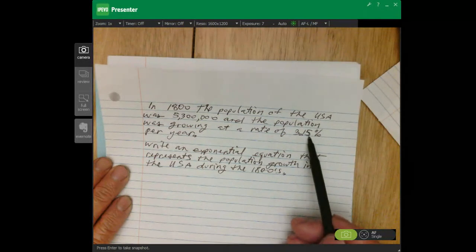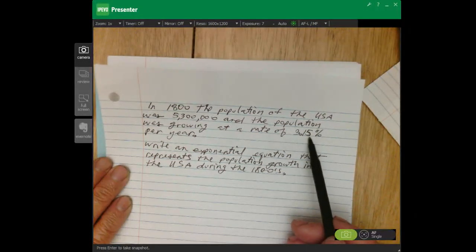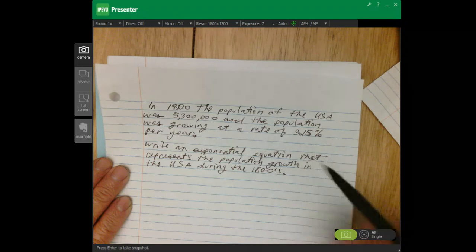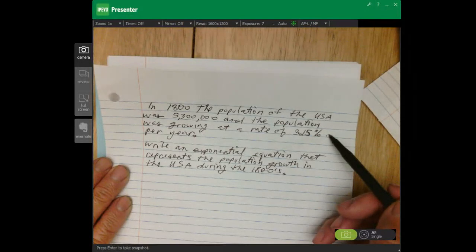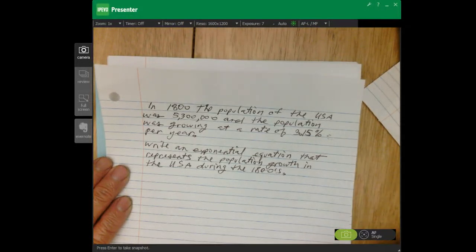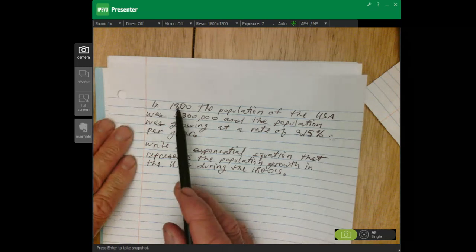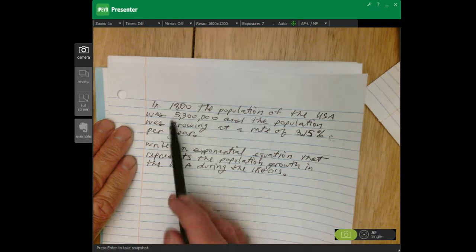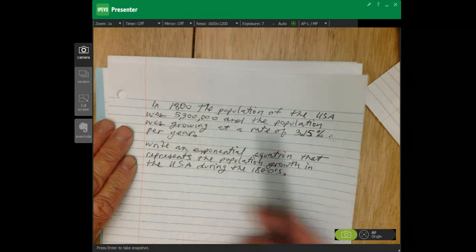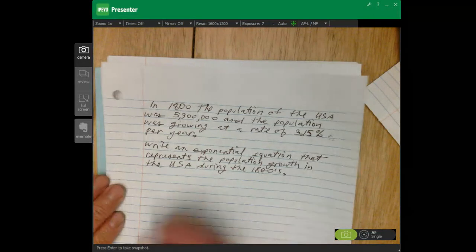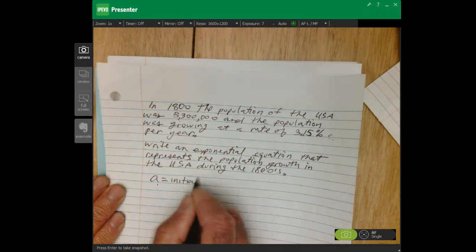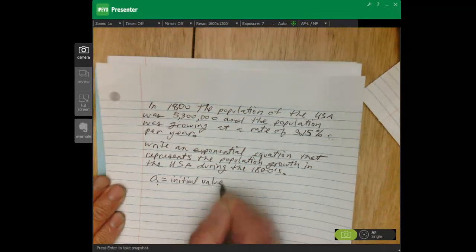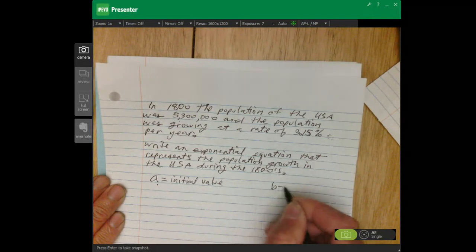Then from the Civil War, it dropped a little bit to about 2%, and then after that, it started to drop a little bit as well, as we get closer to the 1900s. In the 1900s, the rate dropped a little bit more. So these are actual numbers. In 1800, the population was 5,300,000, and the population was growing at 3.15%. So we need two things. We need the initial value, remember that's your starting point, and we need the growth rate.